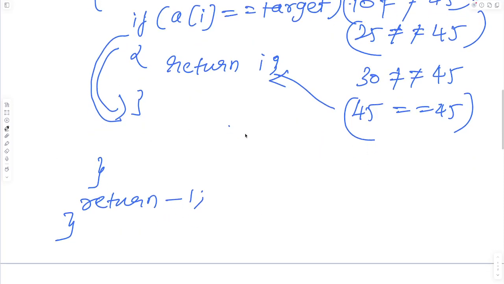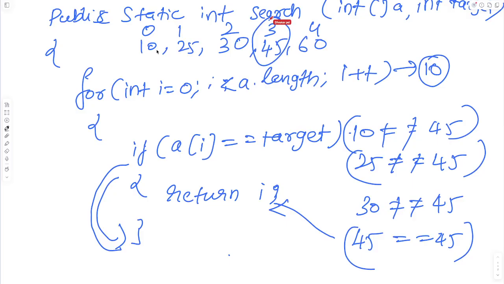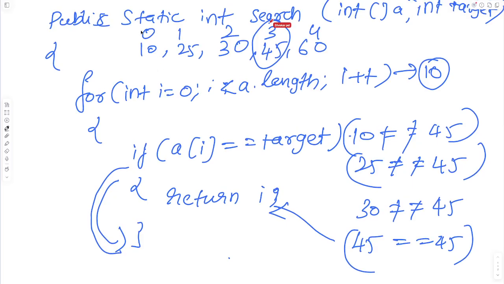So what is the time complexity of linear search? Let's say the target is 10. The first element is the target, so the time complexity becomes O(1). Let's suppose the target is 60. In that case, we need to iterate through all the elements, so it becomes O(n).